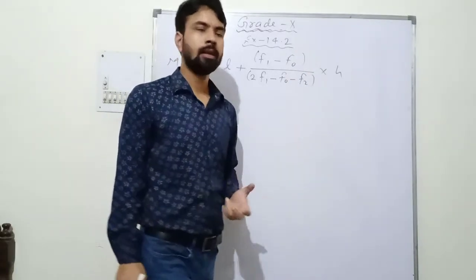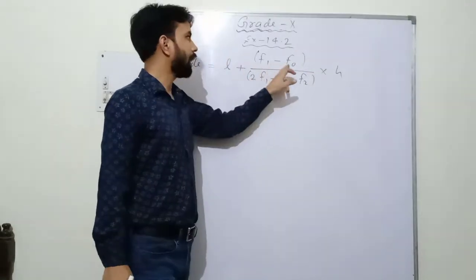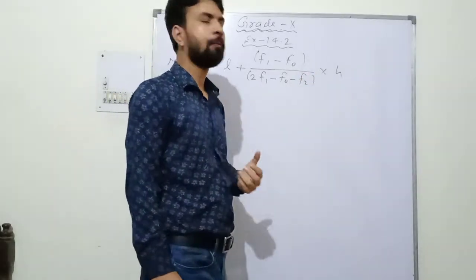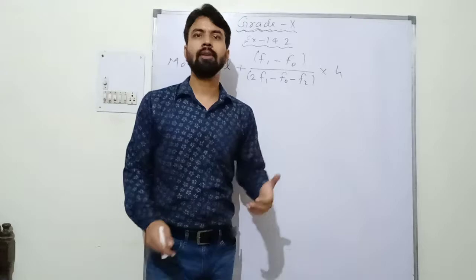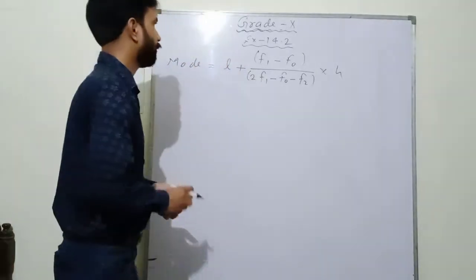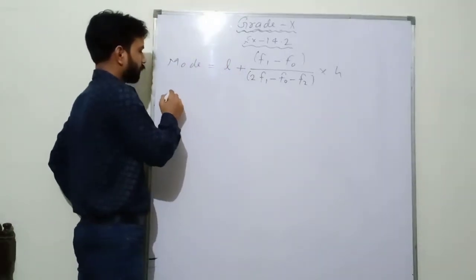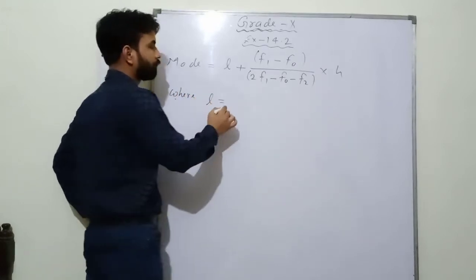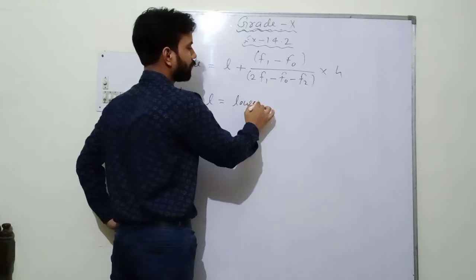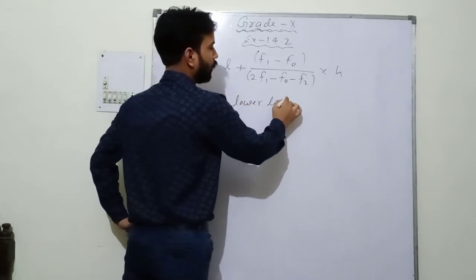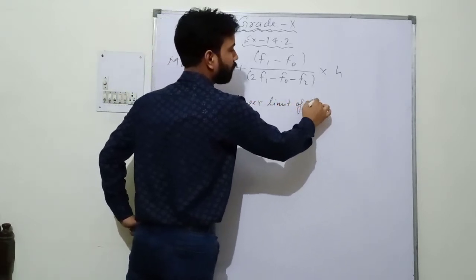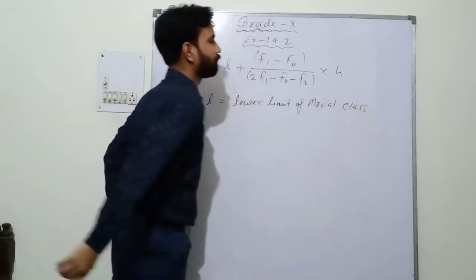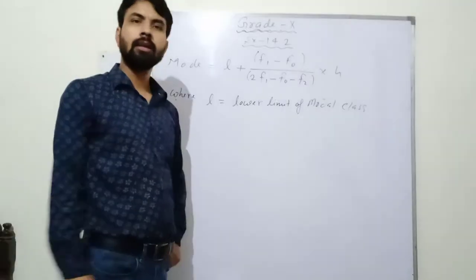Now the question is, what is L, F1, F0, F2 and H? How can we identify what is L, what is F1, what is F0, what is F2 and what is H? So listen very carefully. L is the lower limit of the modal class.